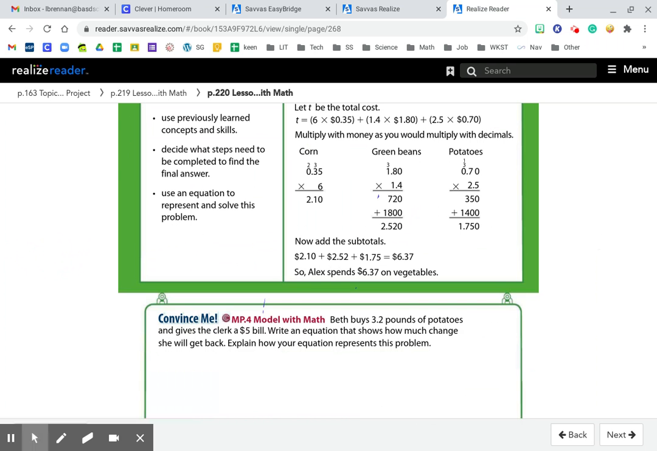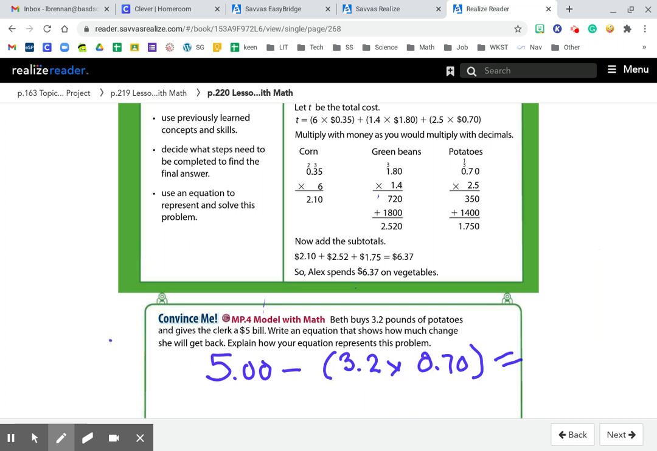So at the bottom here, if we want to show this word problem as an equation, Beth buys 3.2 pounds of potatoes. Remember, we said potatoes cost 70 cents a pound. So, and she starts with a $5 bill. If I wanted to write this as an equation, I could say $5 minus 3.2 pounds times 70 cents equals, and then you could find your answer that way.